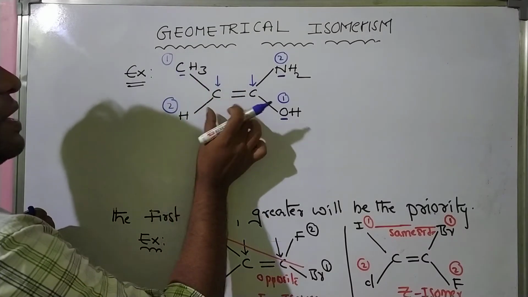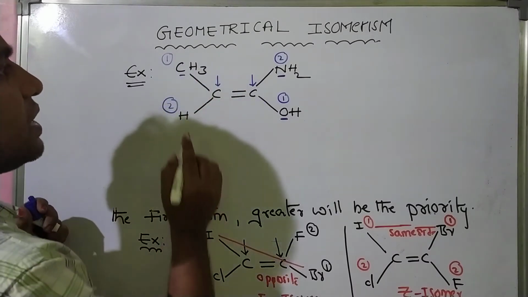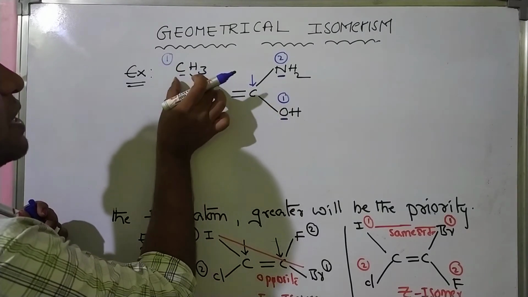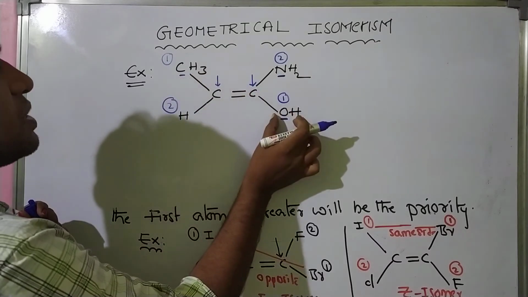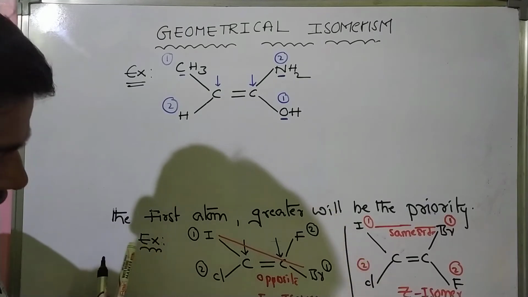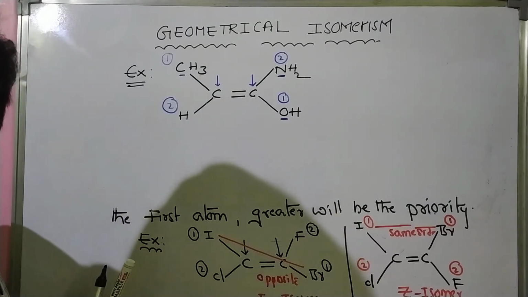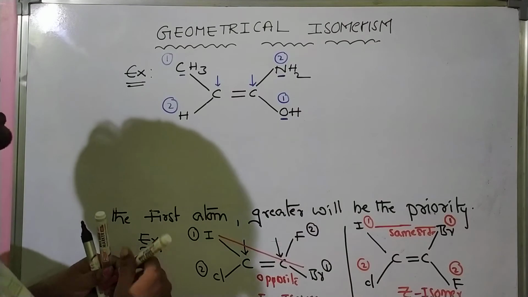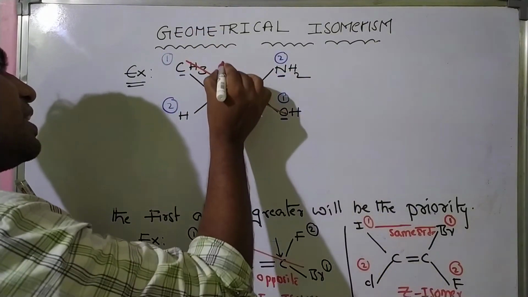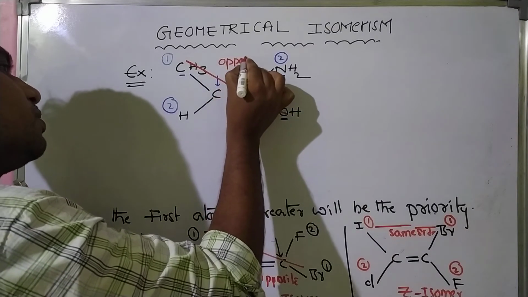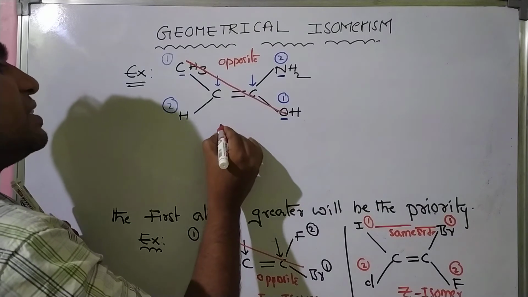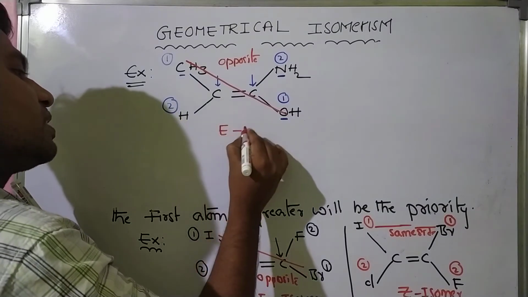Okay. Now naming, E-Z notation. Here first priority groups. Here first priority methyl. So here first priority OH. These two first priority groups are exactly opposite side. See students, first priority groups exactly opposite side. So this isomer is opposite, which means anti, adjacent means E isomer.